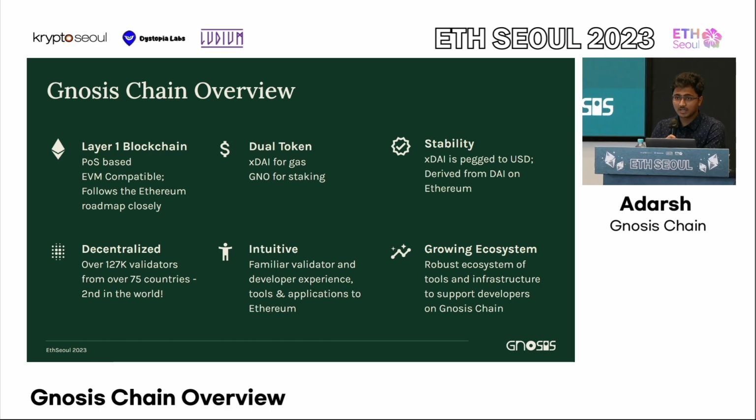And it's highly decentralized. We are the second most decentralized chain out there, right after Ethereum, and we plan to increase our decentralization with not just the number of nodes, but also the different countries in which node operators are present. And since it's very closely followed by Ethereum, it's highly intuitive. If you can use Ethereum, you should have no issues in using Gnosis Chain. And we provide a lot of familiar tooling and development guidelines for you to do that. And we have a very robust and very fast-growing ecosystem to help you on your way for development.